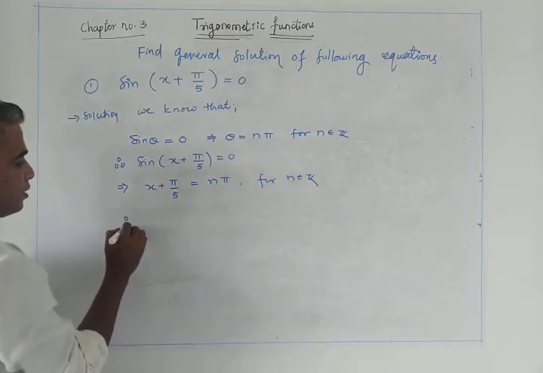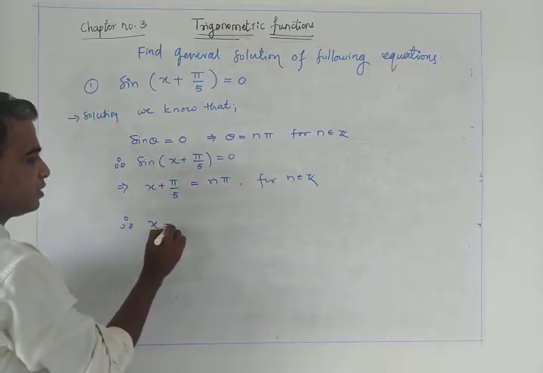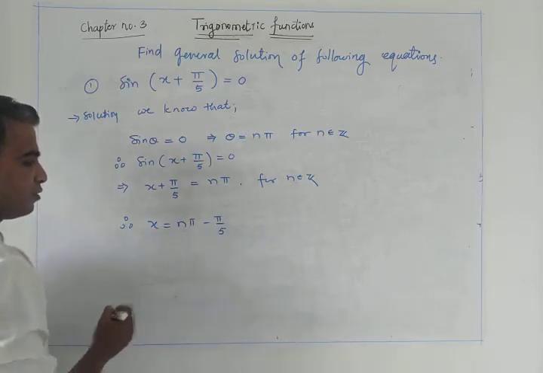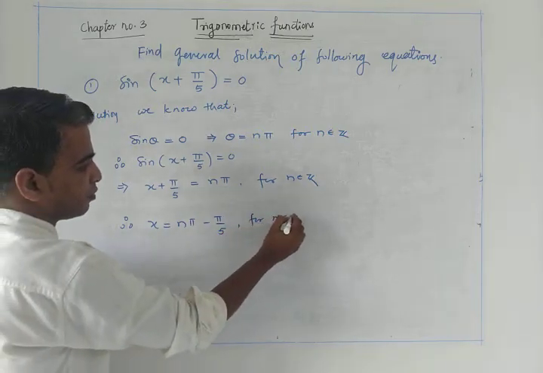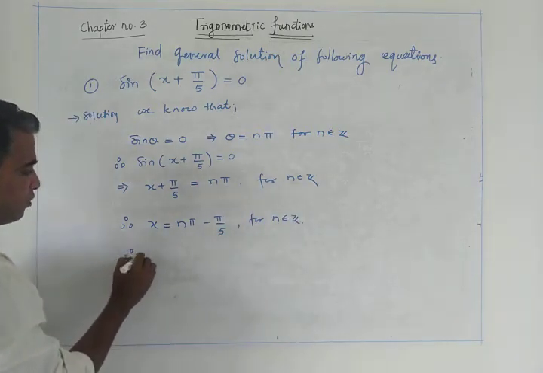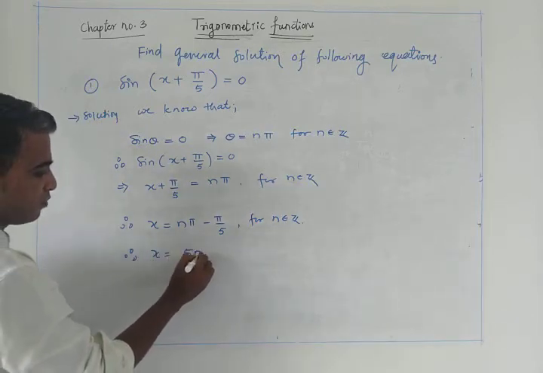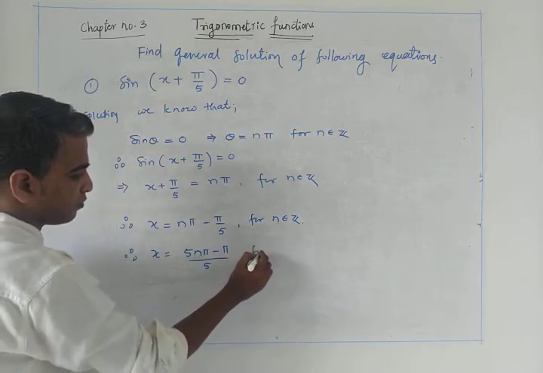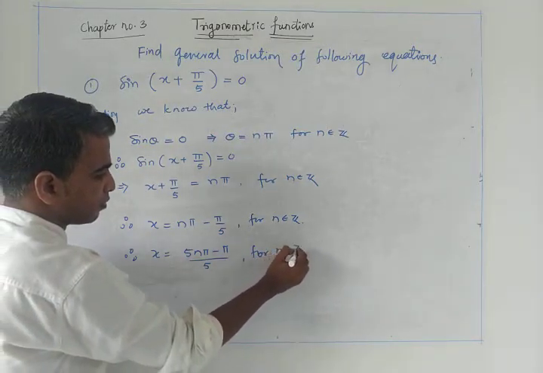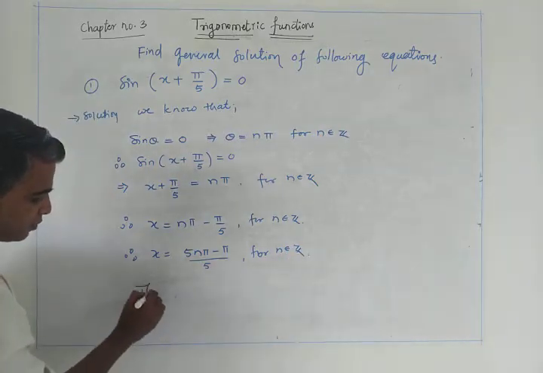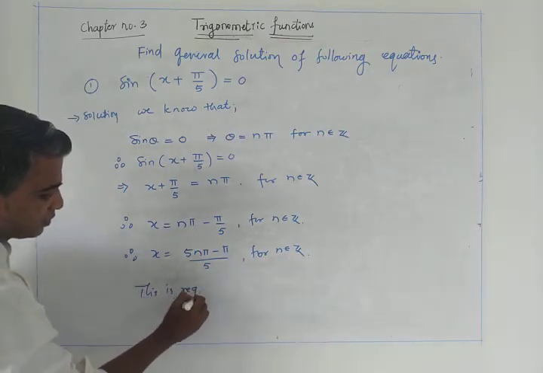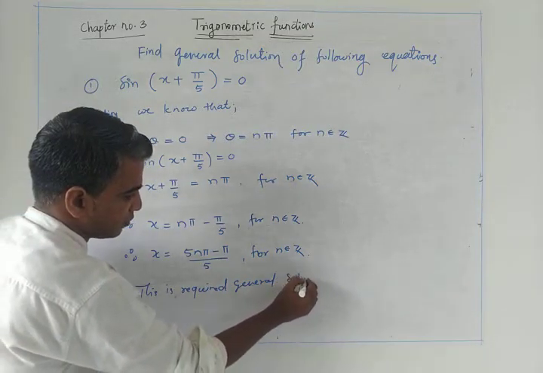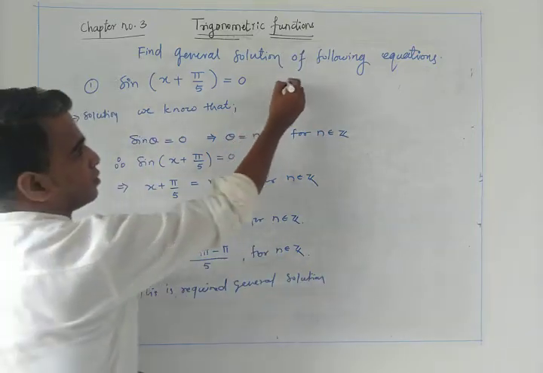Now simplify it. So therefore x is equal to n pi minus pi by 5 for n belonging to Z, and therefore x is equal to (5n pi minus pi) upon 5 for n belonging to Z. This is the required general solution. This is a 2 marks question.